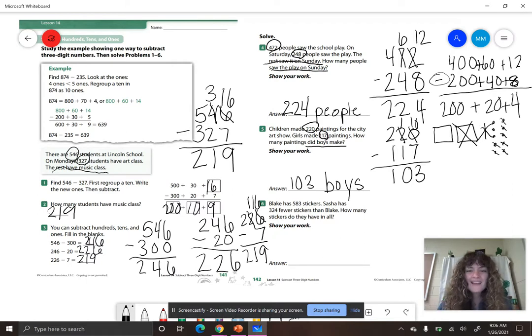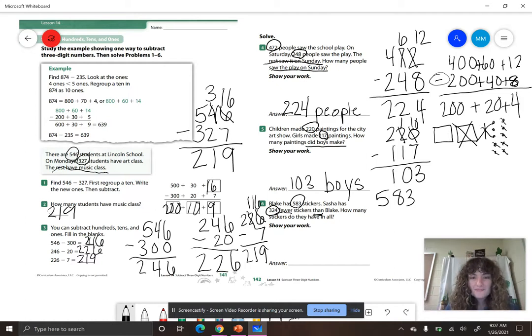All righty. And number 6, it says Blake has 583 stickers. Sasha has 324 fewer stickers than Blake. How many stickers do they have in all? Okay, so Blake has 583 stickers. So Blake has 583. Okay. Sasha has 324 fewer stickers than Blake. Okay. So she has 324 fewer.